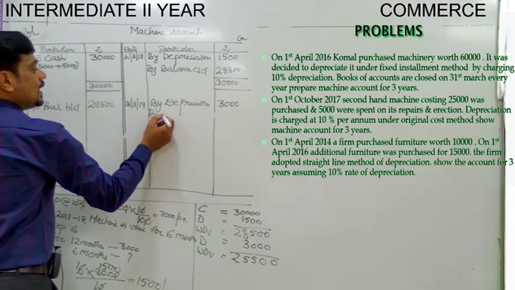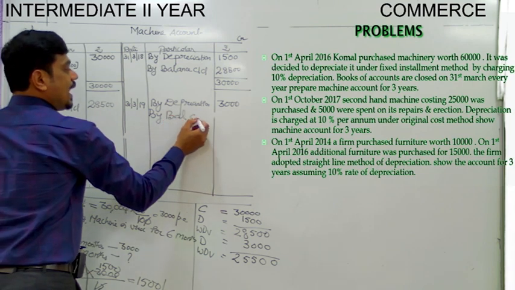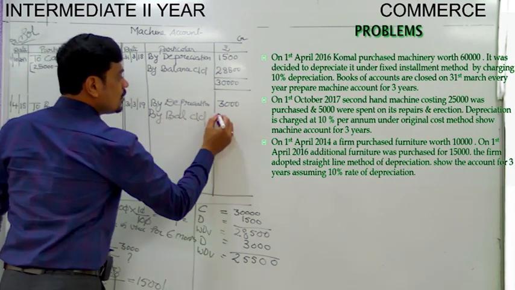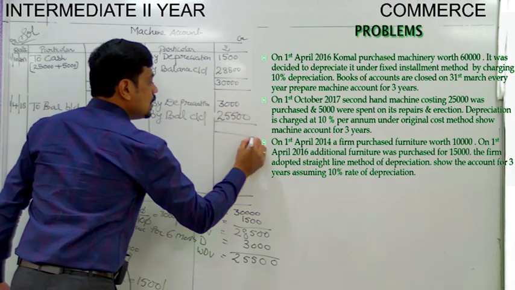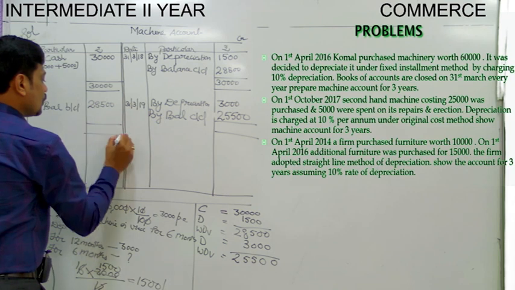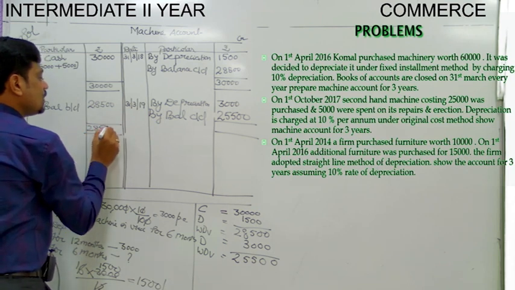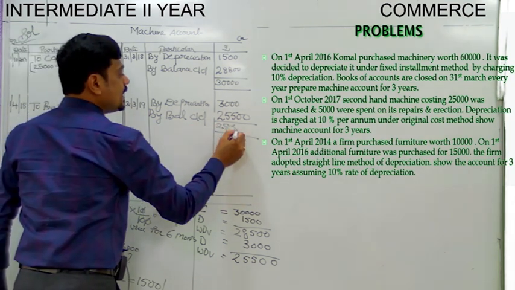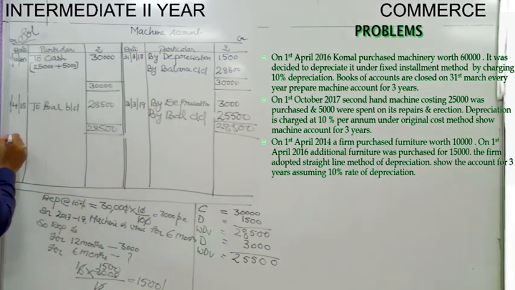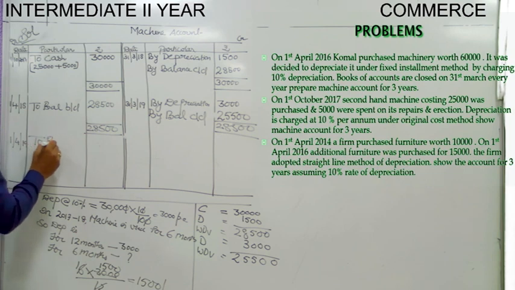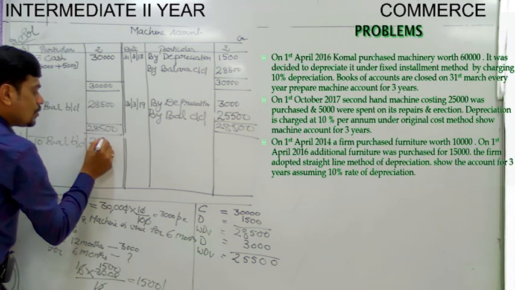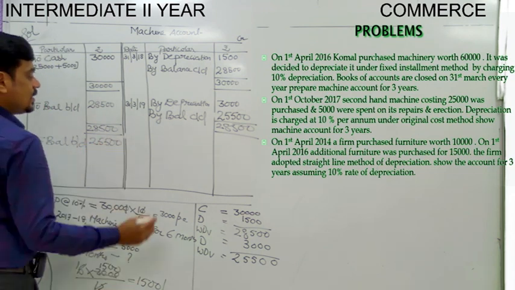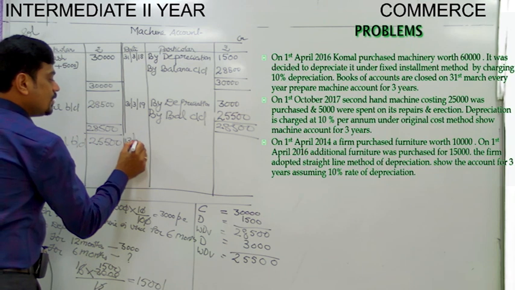This is my written down value. So by balance carried down, how much is the written down value? 25,500. Close the account with a total of 28,500. So we are in the third year. 1st April 2019, to balance brought down. How much is the balance brought down? 25,500.